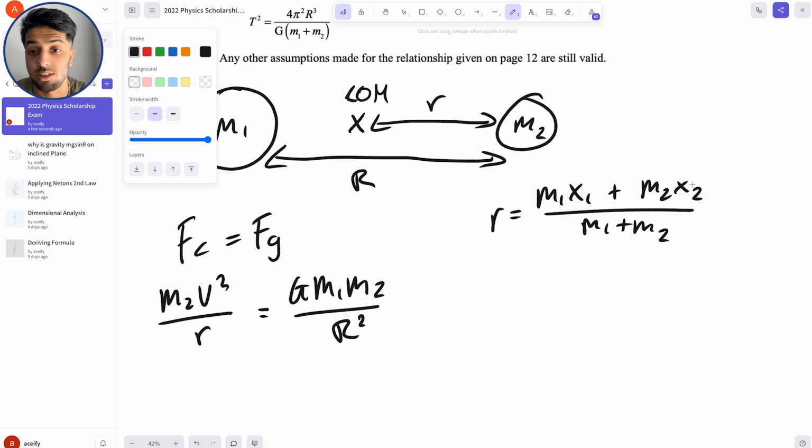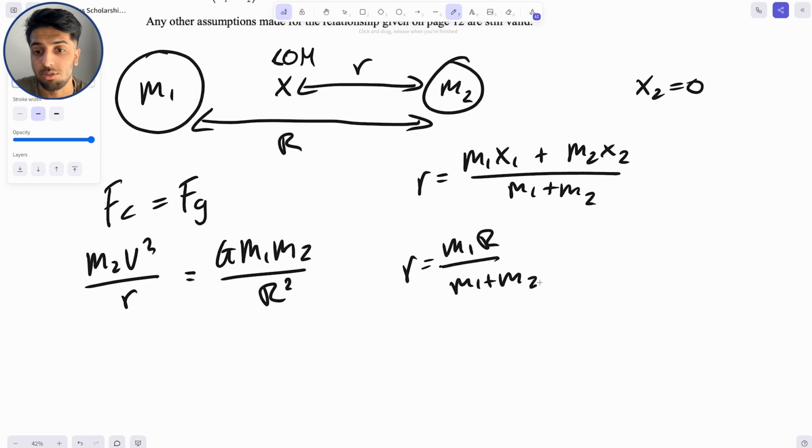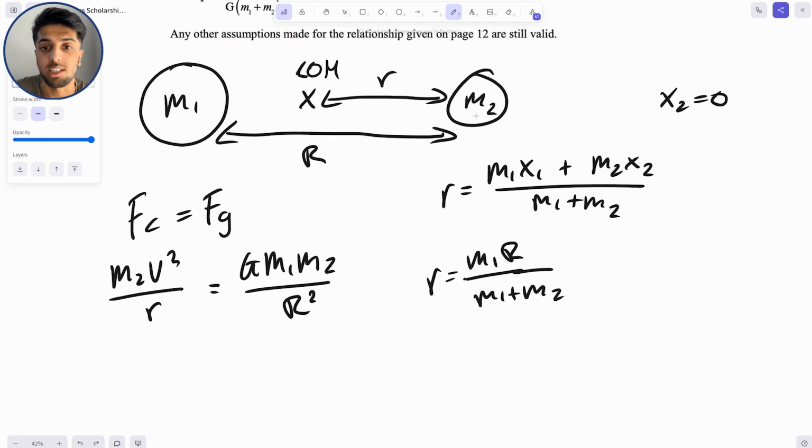Okay, this is the center of mass equation, which is on your formula sheet. If we take m2 as the reference point, that means x2 will equal 0, so we can just get rid of this. And so r is equal to m1 big R over m1 plus m2. Now, x1 turned into big R, because if we're taking m2 as a reference point, then this distance here will be x1, which is just equal to r.